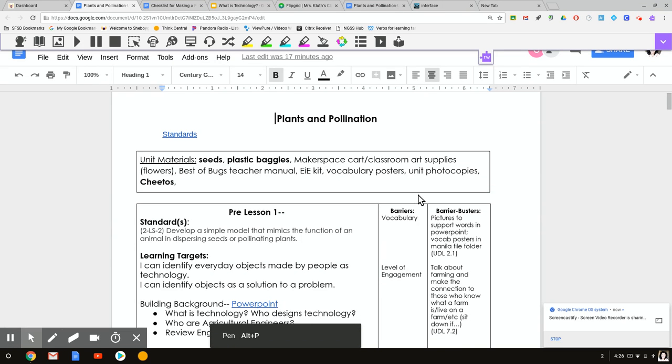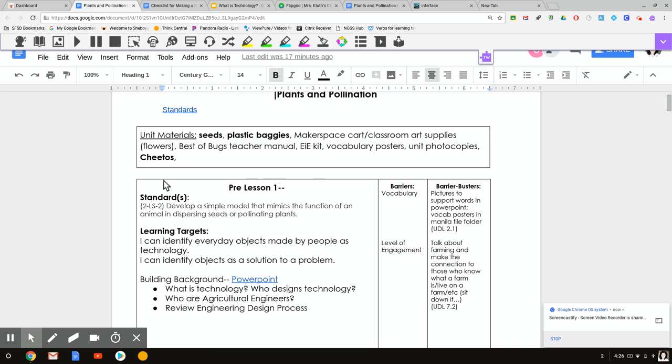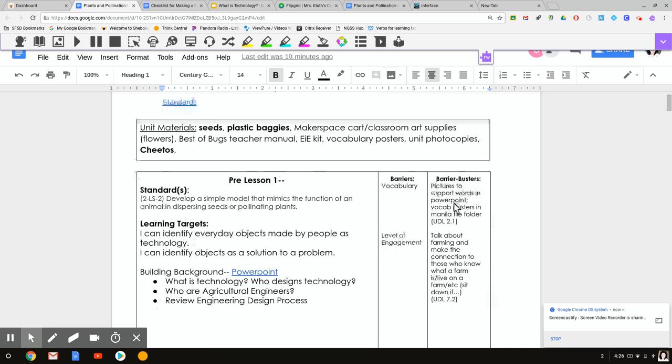Within each of the sections, we looked at the standards and the learning targets, but we also focused heavily on the barriers. And then we took some time to talk about what would be the best way to reduce those barriers. And we also were reflective on what has worked and not worked in the past.